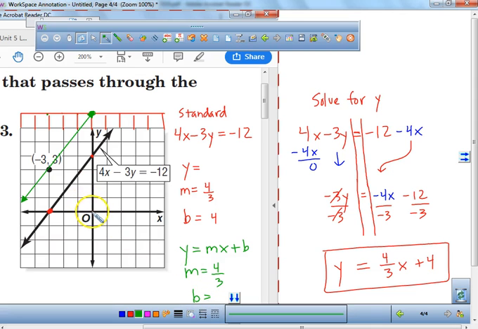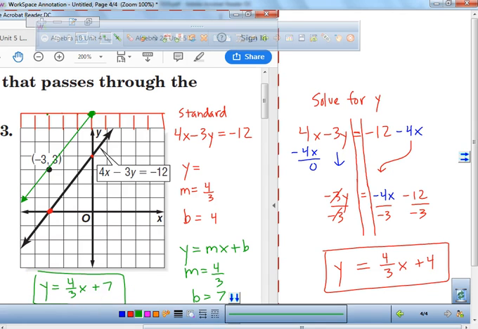What's my y-intercept going to be at now? 1, 2, 3, 4, 5, 6, and 7. So my y-intercept's at a 7. So what would my answer be here? Y equals 4/3 x plus 7. That's your answer. Y equals 4/3 x plus 7. And it passes through negative 3 and a 3.